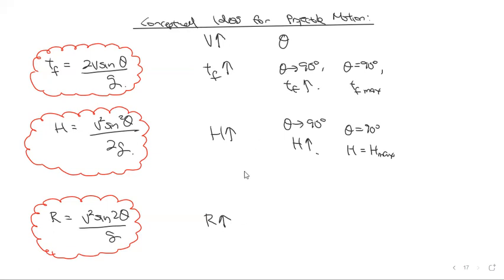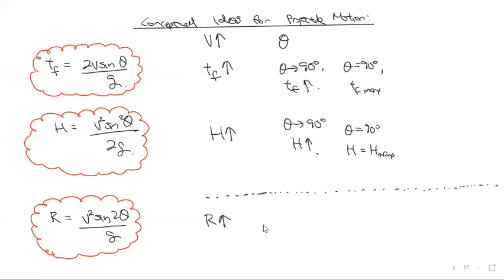How is range affected by theta? Range is... thinking about it, as theta approaches 0, your range increases. That's not quite true. So it sounds like you're having a little more difficulty with range. So let's leave range for the moment, and let's just focus on time of flight and max height for now.